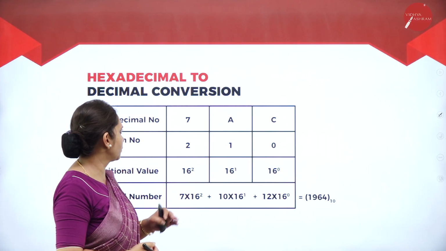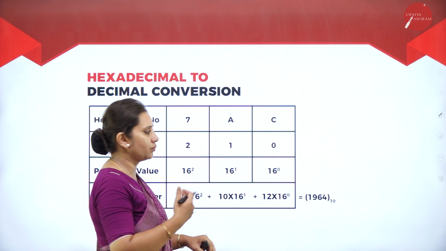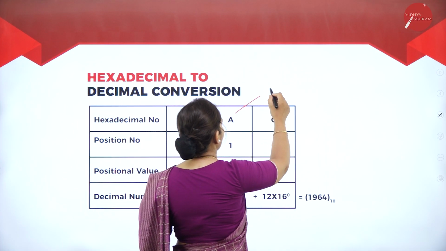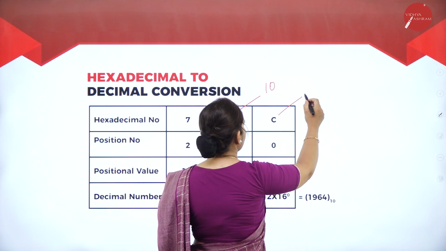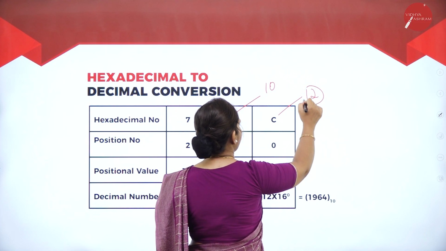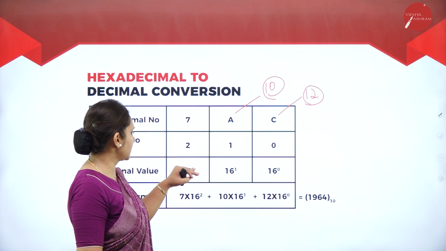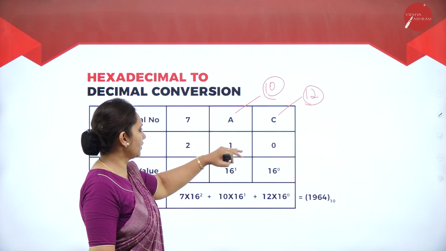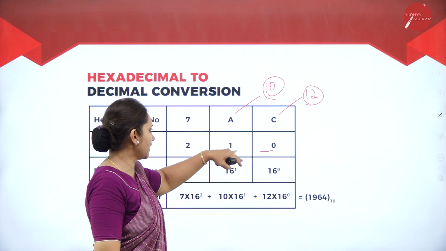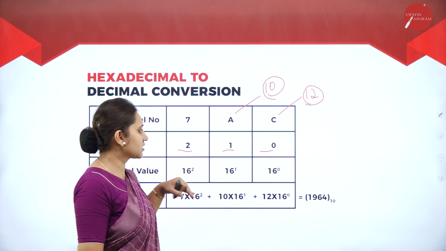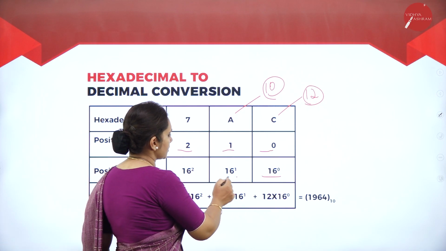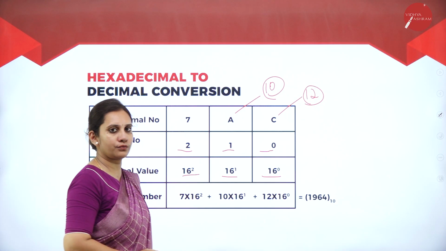Now let us see with one example, 7A and C. What do you mean by A? As I told you, A is 10, B is 11, C represents 12. So here let us see again 2, 1 and 0. The position values are ones, tens and hundreds. So 16 to the power of 0, 16 to the power of 1, 16 to the power of 2.